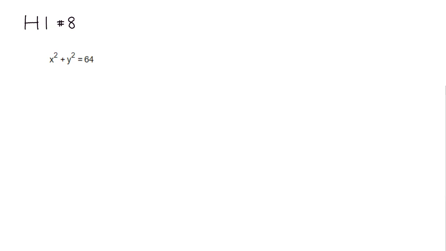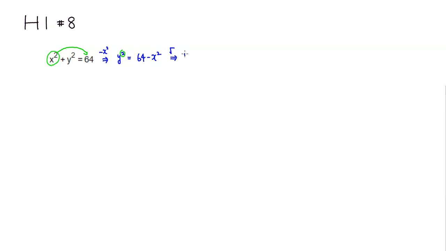So we're going to move x squared over to the other side. We can do that by simply subtracting x squared from both sides. So you have y squared is equal to 64 minus x squared. Now we want to get rid of this squared here so that we have y all by itself, so we can take the square root.